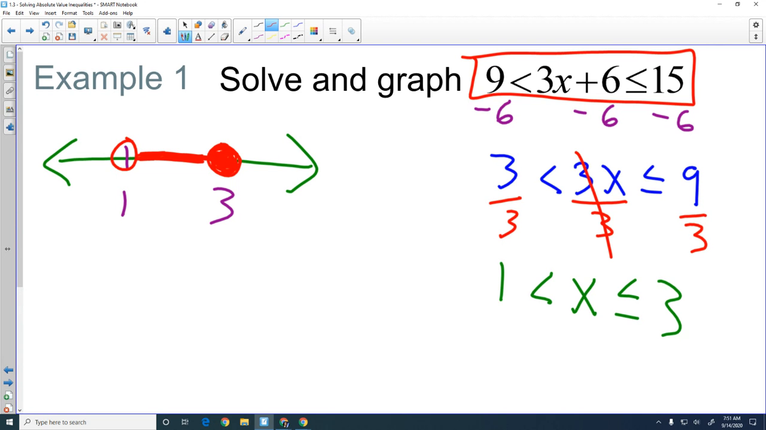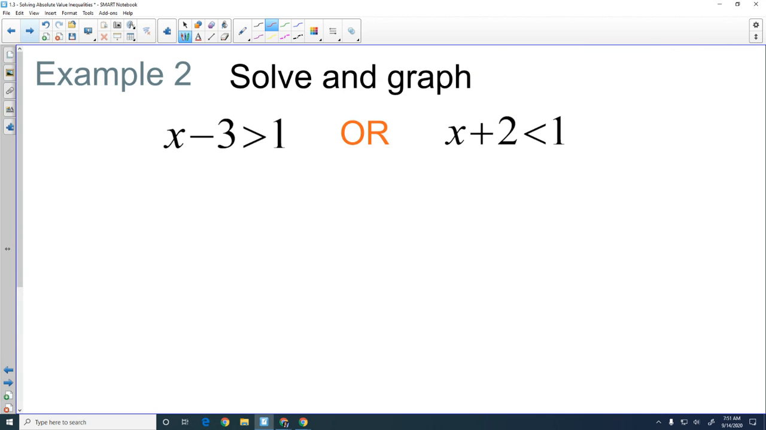Any other questions on this? Okay. This one's a little bit different. I've got two different inequalities, and I want you to graph them both on the same number line, just like we did. Go ahead and give it a shot. Just solve each of these. Shouldn't be too difficult. And something's going to be a little bit different with them.